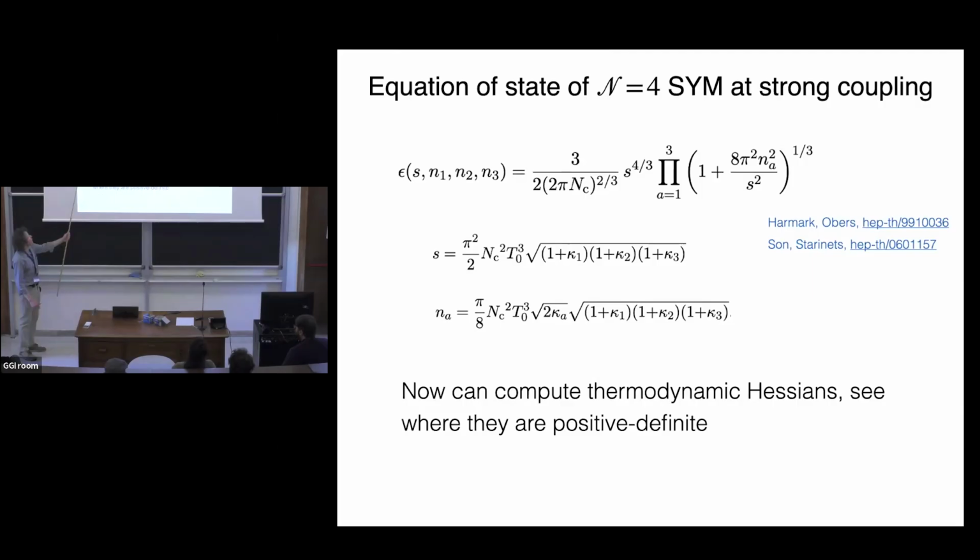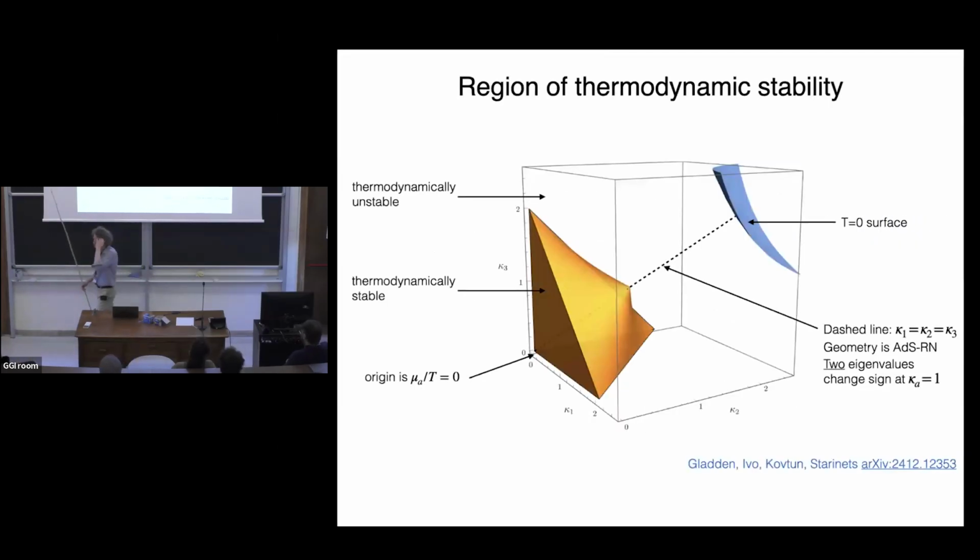Once you have the equation of state, you can compute thermodynamic Hessians and see whether these Hessians are positive definite. This is the region of thermodynamic stability in the space of these integration constants, kappa 1, kappa 2, kappa 3. What is shown here is that the orange region is where the Hessian eigenvalues are positive and thermodynamic equilibrium is stable. Outside of the orange region, thermodynamic equilibrium is unstable. This origin here is all zero chemical potentials. This is a little bit of finite density here. Once you decrease the temperature, eventually you will get to the blue surface in that far corner. The blue surface is the zero temperature surface.